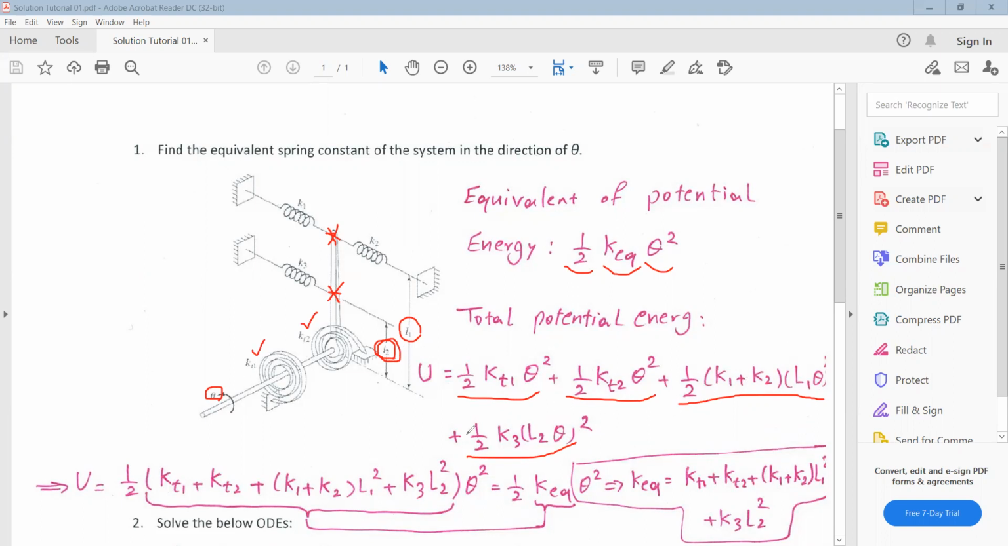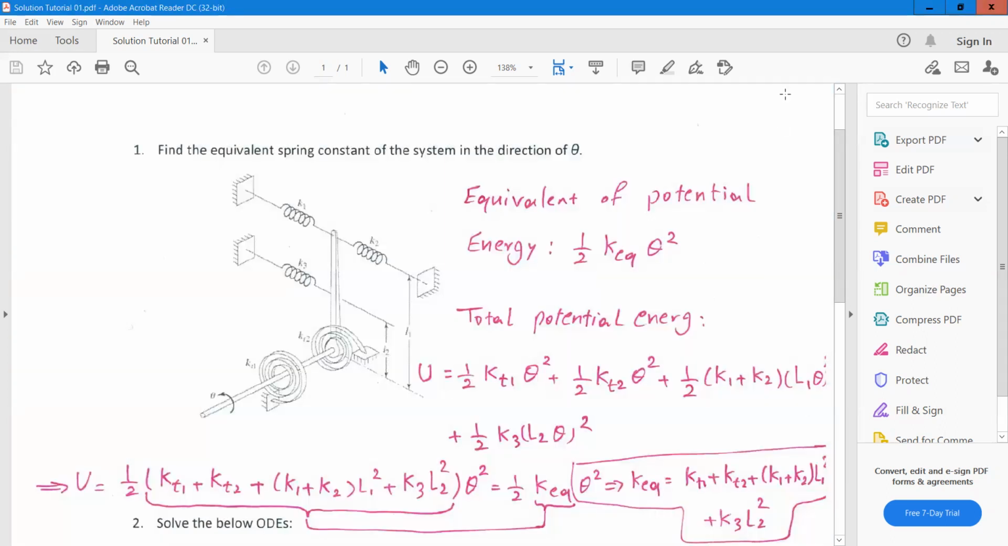So you can simplify this, and finally you can conclude that half times K equivalent times theta squared gives the equivalent stiffness for this system, which is KT1 plus KT2 plus (K1 plus K2) times L1 squared plus K3 times L2 squared. So this is the equivalent stiffness for this system. Is it clear? Any question? No question?